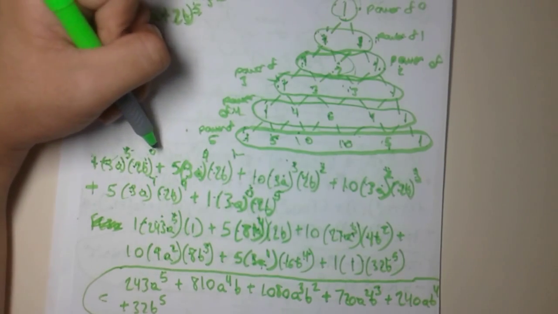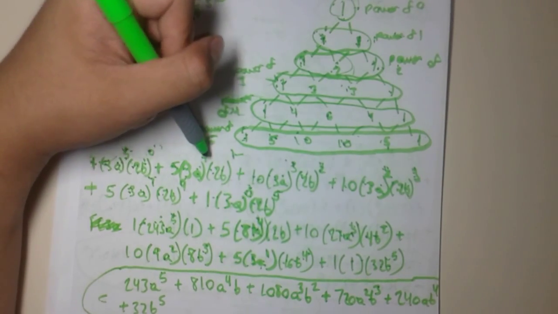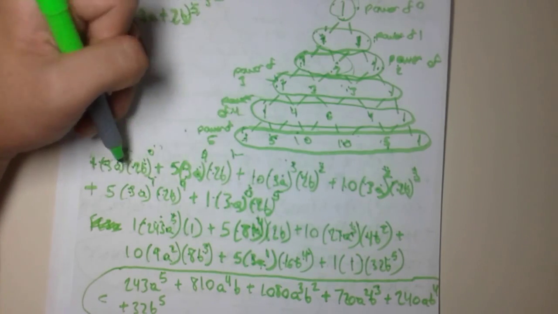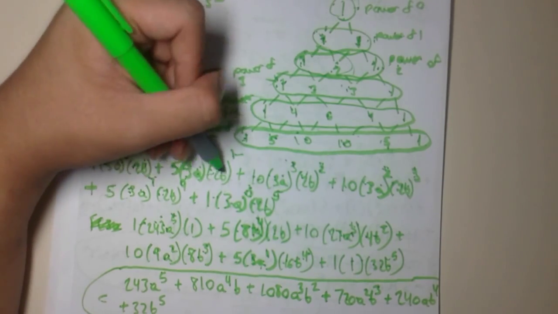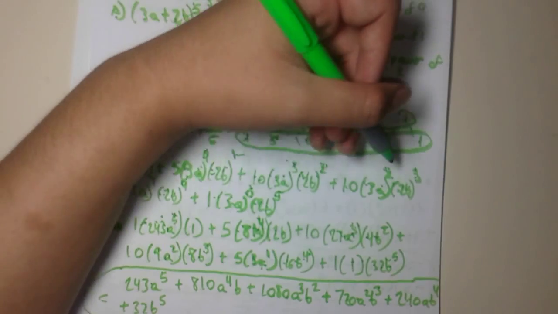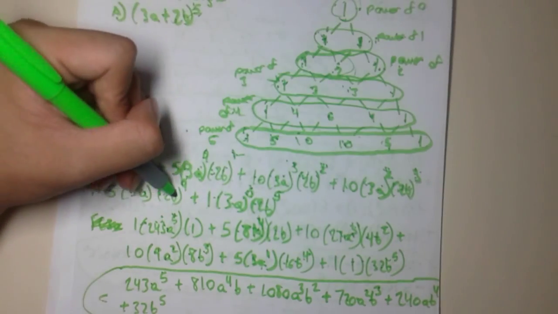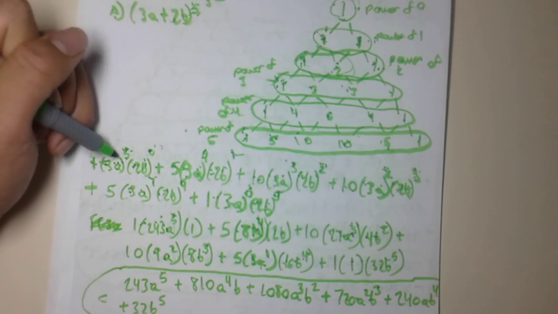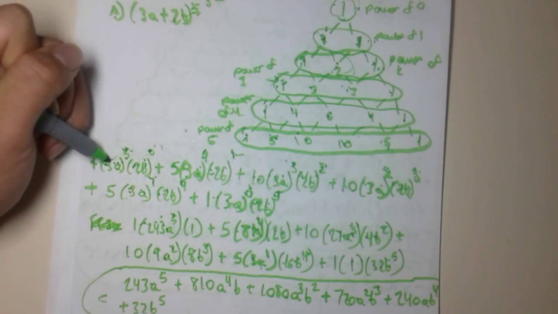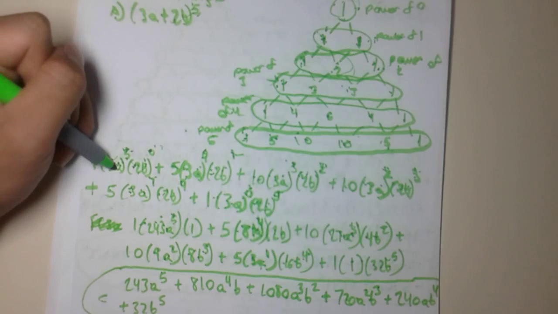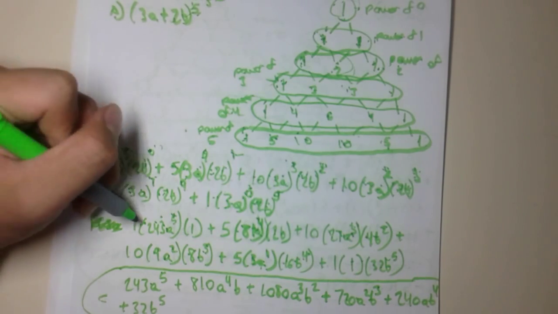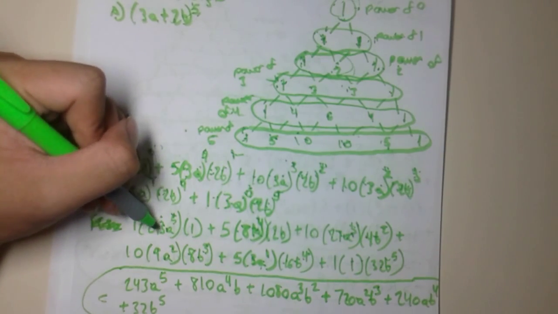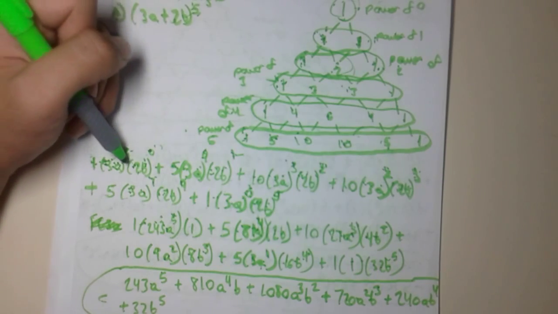After each coefficient, the second term's lowest power increases by 1. So 2b to the power of 0, 2b to the power of 1, 2b to the power of 2, 2b to the power of 3, 2b to the power of 4, 2b to the power of 5. Now we insert the exponents into the terms. So 3a to the power of 5 is 243a to the power of 5.